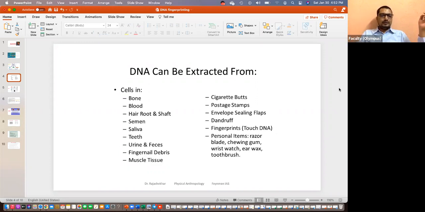You don't have to write all these samples, I just wanted to give you an idea. Most importantly, blood, hair, semen, saliva. If you write these, they are sufficient, but be familiar that something like cigarette butts, something like fingerprints also can contain some amount of tissue from which we can collect DNA.